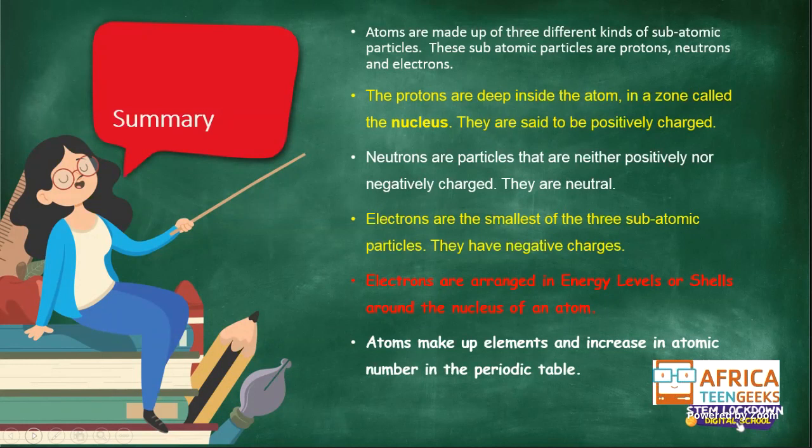And atoms make elements and they increase in atomic number in the periodic table. So because the atomic number increases, this means that the number of protons in each element is increasing.